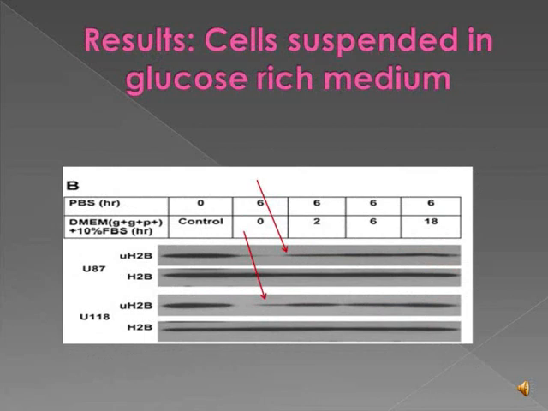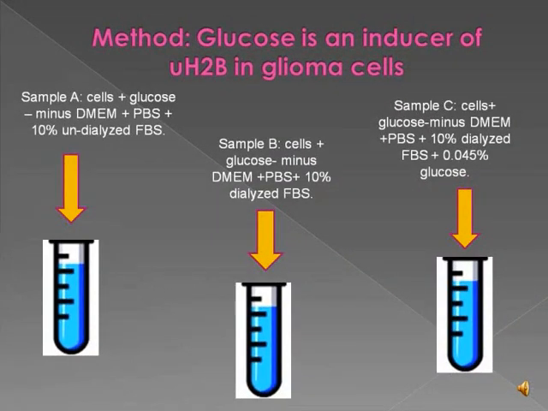In Figure B, the levels of ubiquitination of the H2B histones in both the U118 cells and U87 cells had begun to recover after 2 hours in the glucose-rich DMEM and FBS medium. This shows that glucose-containing DMEM supplemented with FBS contained signal molecules that are required for inducing UH2B in cultured glioma cells. This method was used to see if glucose is an inducer of UH2B in glioma cells.